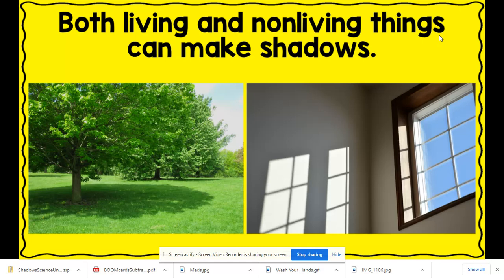Both living and non living things can make shadows. From our two previous examples of the little girl and the iron gate, and two more examples of the tree and the window.